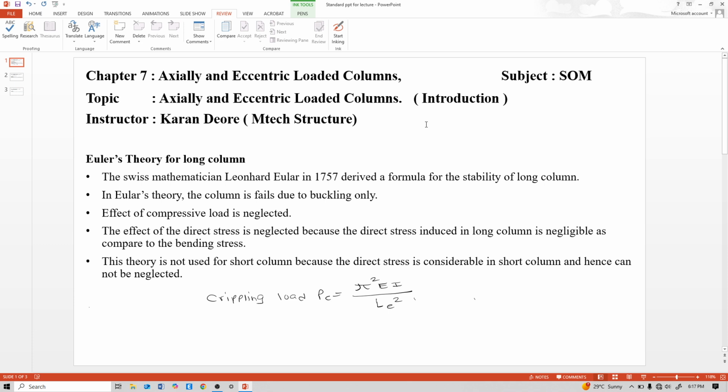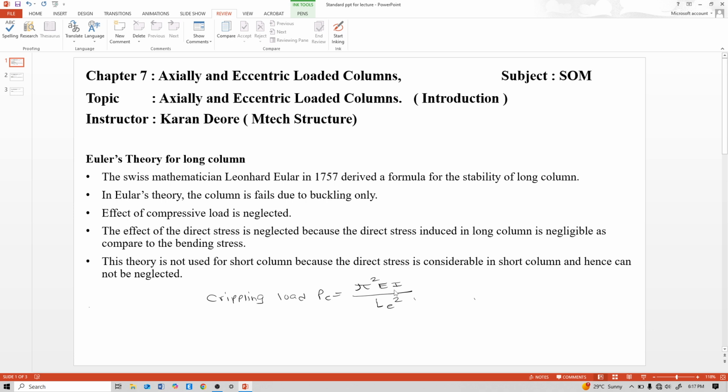Hello all enthusiastic learners. Today we will see chapter 7, axially and eccentrically loaded columns, and the topic is Euler's theory for long column. See the first bullet point. The Swiss mathematician Leonhard Euler in 1757 derived a formula for the stability of long column. See this formula: crippling load PC is equal to pi square EI upon L square, where E is Young's modulus, I is least moment of inertia and L is effective length.